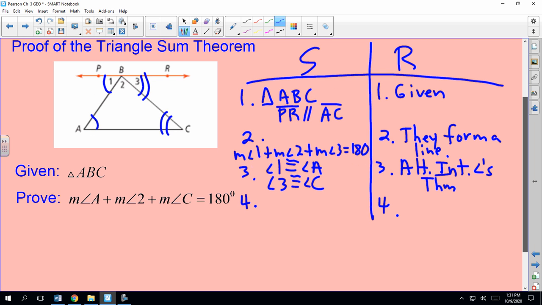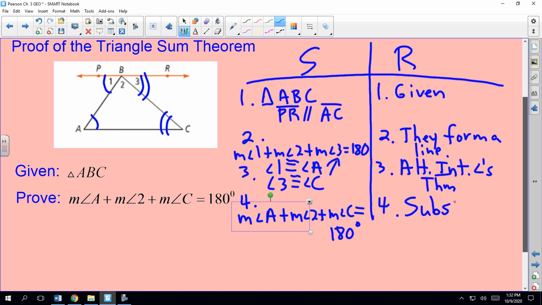And then step 4 here is going to be a substitution process. I am going to swap for angle 1, I'm going to put in angle A, and for angle 3, I'm going to put in angle C. So here, and angle A is going to go in over on angle 1. So it'll look like this. Measure of angle A plus measure of angle 2 plus measure of angle C has to equal 180 degrees. And that's just a simple substitution.